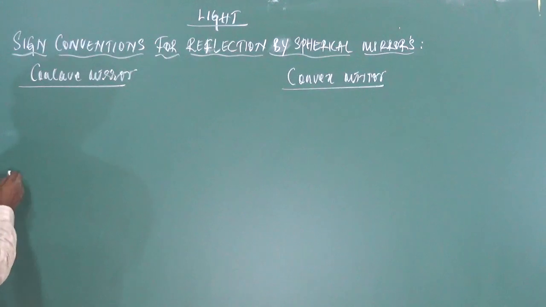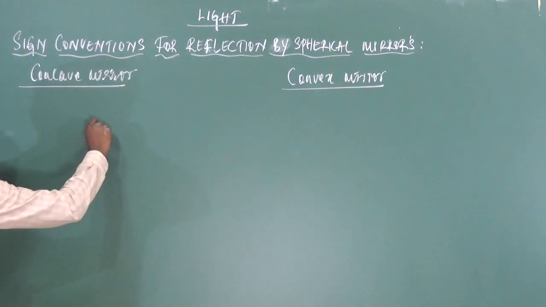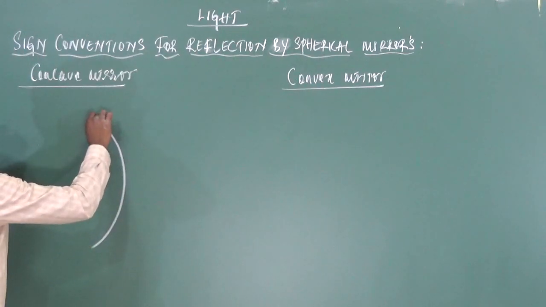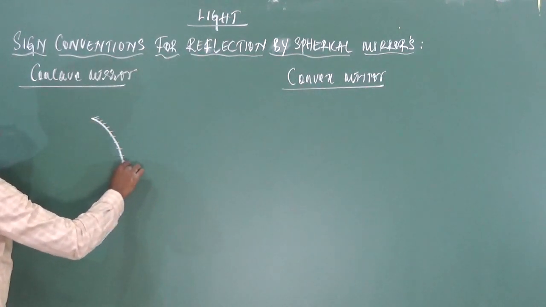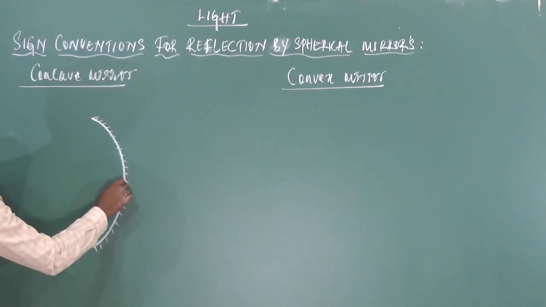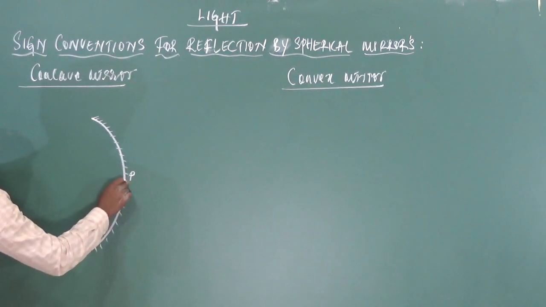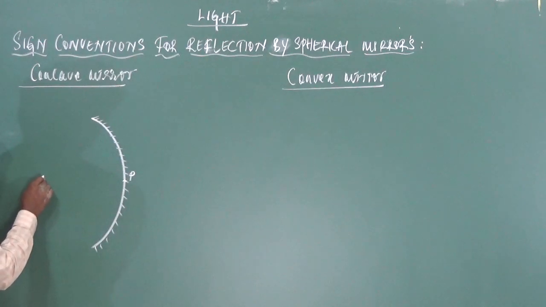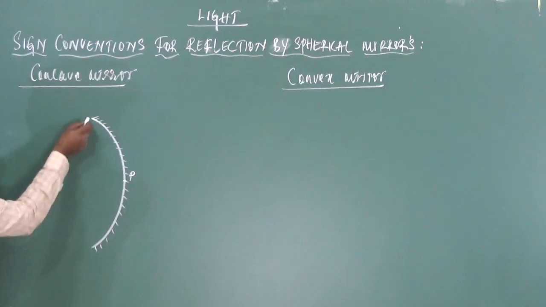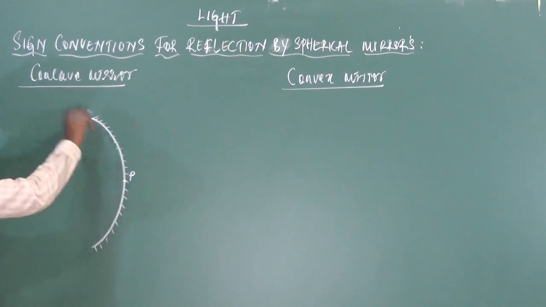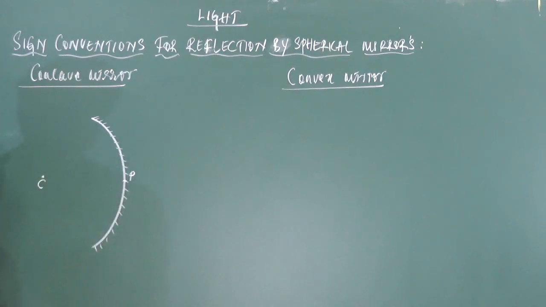Now, let us take the concave mirror here. So this is the concave mirror. We know that its outer surface is silvered. This will be the pole of the mirror, and let us take this as the center of curvature of the mirror, because it's an imaginary sphere here. This imaginary sphere's center is called the center of curvature.